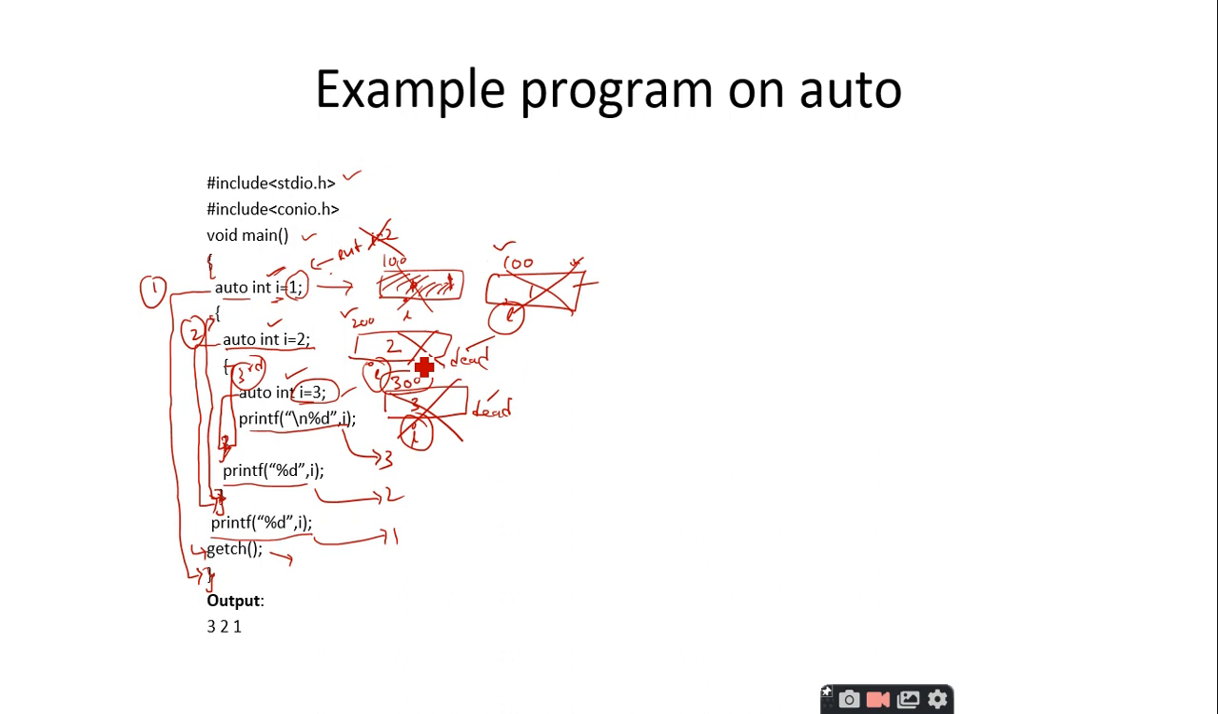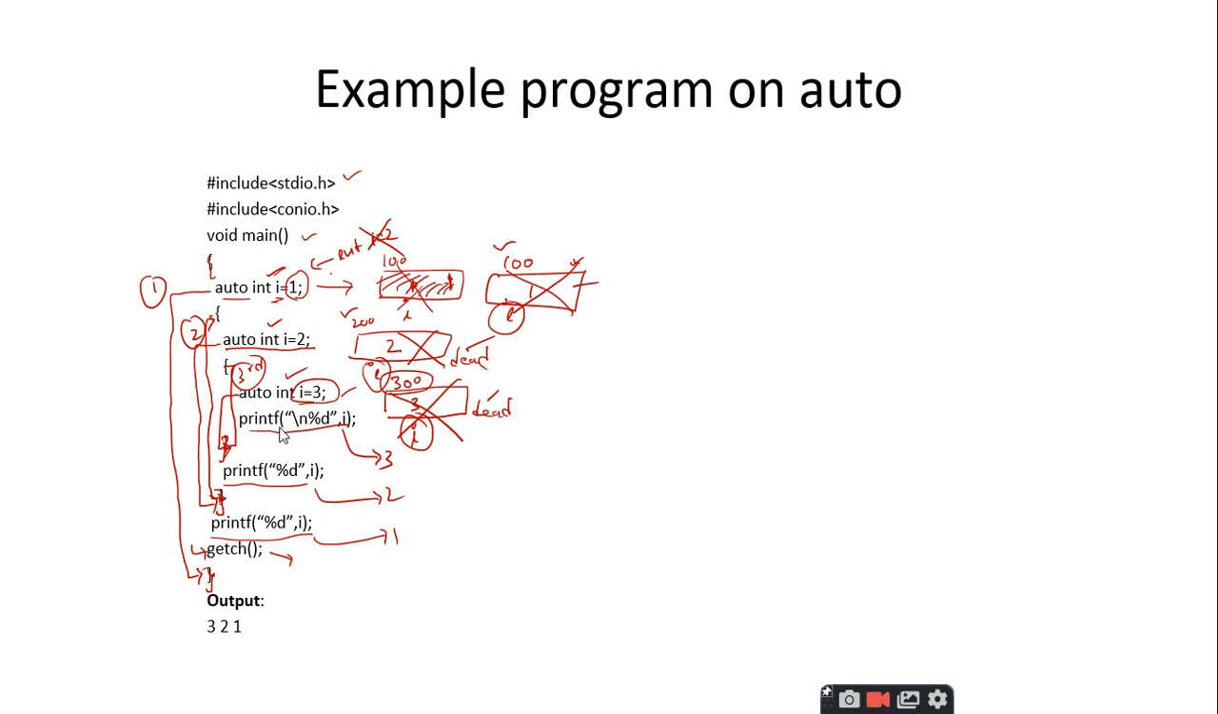So this is how the automatic variables will work. You simply observe that the scope is within that block and the lifetime is within that block only. So when the control remains in that particular block, the variable will be alive. When you come out of the block, the variable is dead. That's all about the automatic storage class.